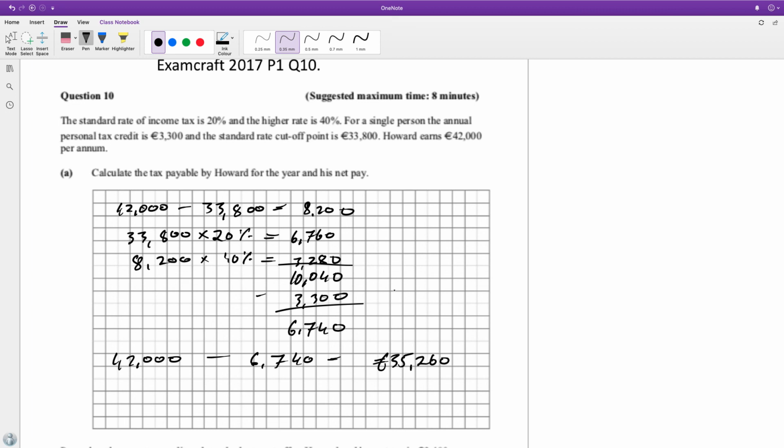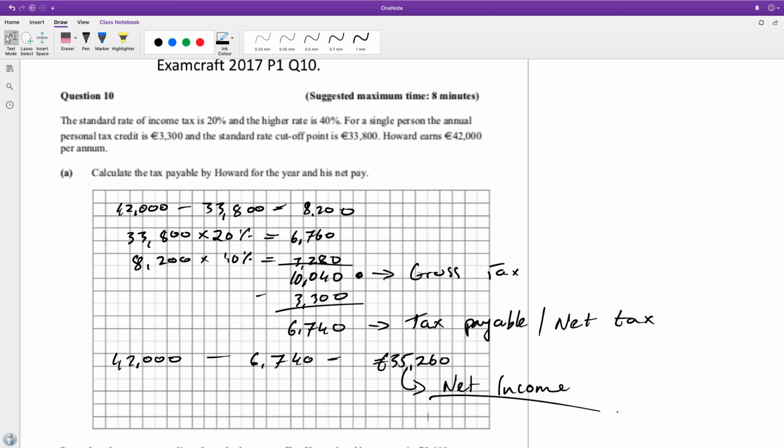Brilliant. Right, let's go through it though. What's that called? This one here. Gross tax. What's this one? There's two names on it. Tax payable or net tax. And this one here? Take home pay or net income. Very important. They will ask you for those words. Is that okay?